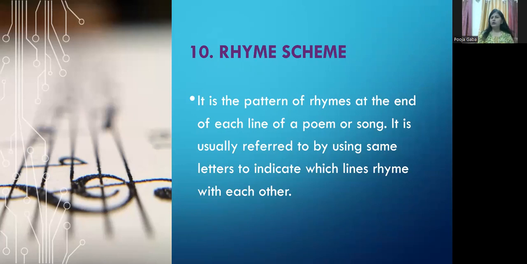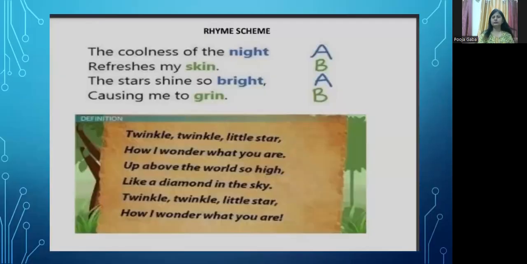Now, as you all know, rhyming words come at the end of each line. If it is a poem, it comes at the end of every line. So when we have rhyming words at the end, there is a rhyming scheme also. Like see this example, the coolness of the night. Now here the first word at the end is night, which will be given a letter A. Now, rhyming scheme is normally represented in the form of letters A, B, or C, D, like that.